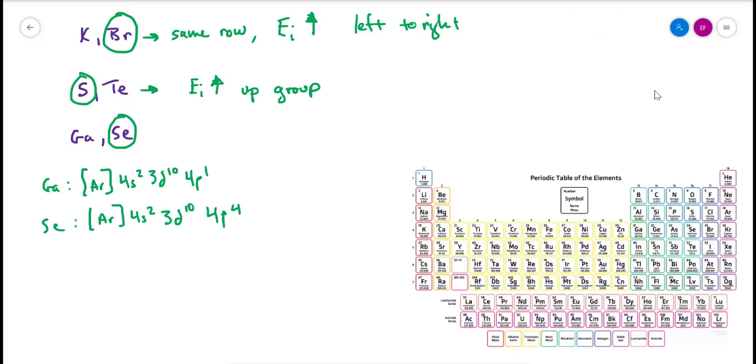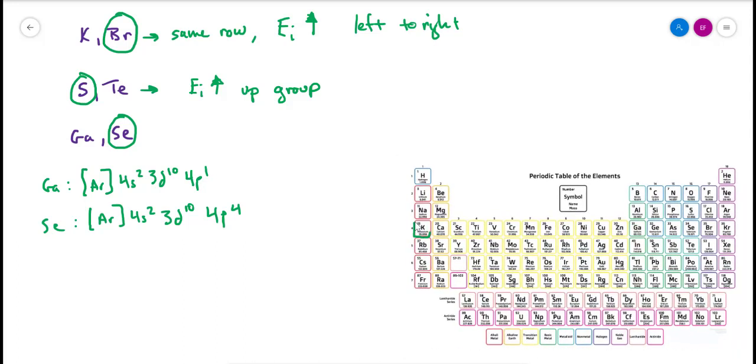Okay, so I've got these worked out. If we look at the first pair, potassium and bromine, we know from our periodicity and from electron configuration as we move across a row, so potassium is right here and bromine is right here, so they're in the exact same row. We know that ionization energy increases. It gets harder to remove an electron as you move across the periodic table. They're in the same row, so we can rationalize that.